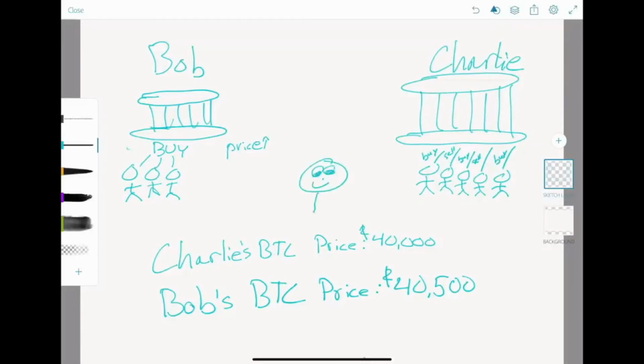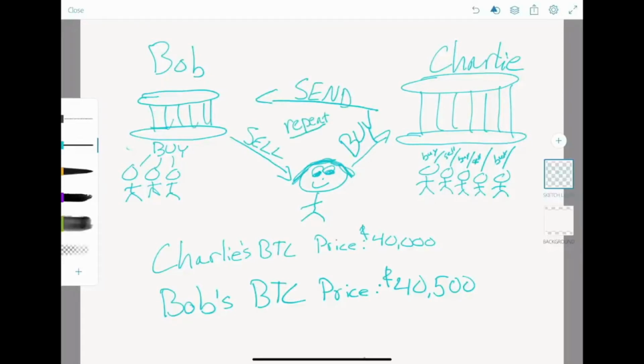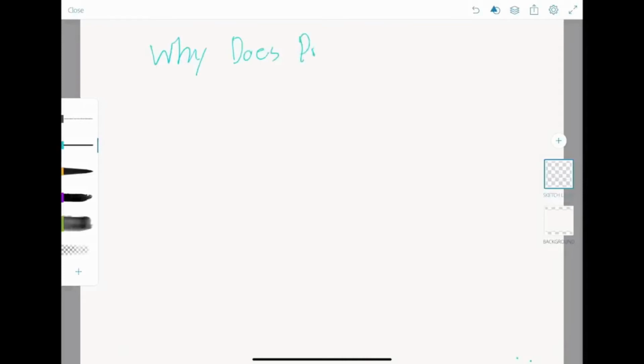Arbitrage actor Alice buys as much Bitcoin as she can from market maker Charlie because it is at a much lower price than what market maker Bob is offering. She then sends her Bitcoin over to Bob and sells it in Bob's market for a higher price, and repeats this cycle until the price evens out. Why does the price even out?